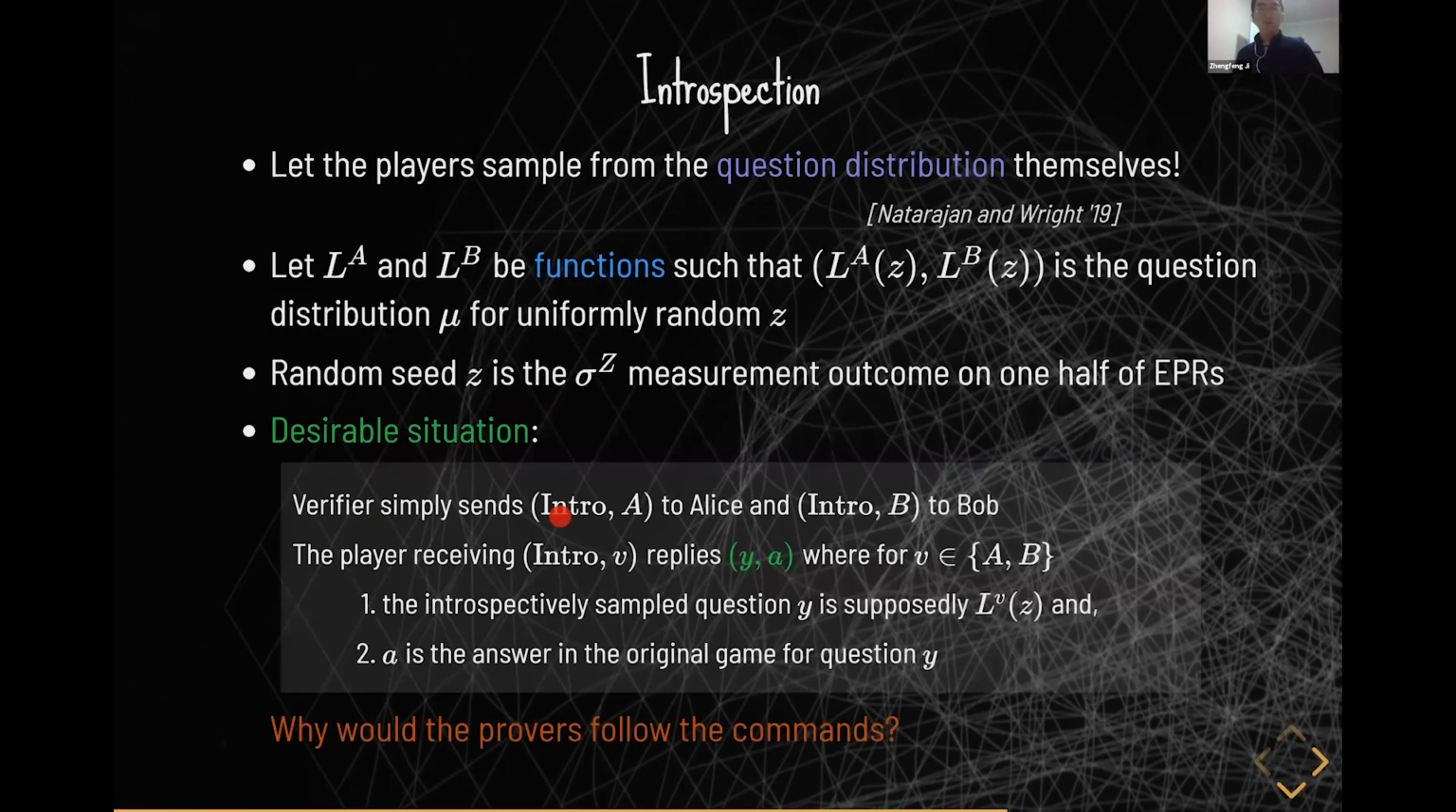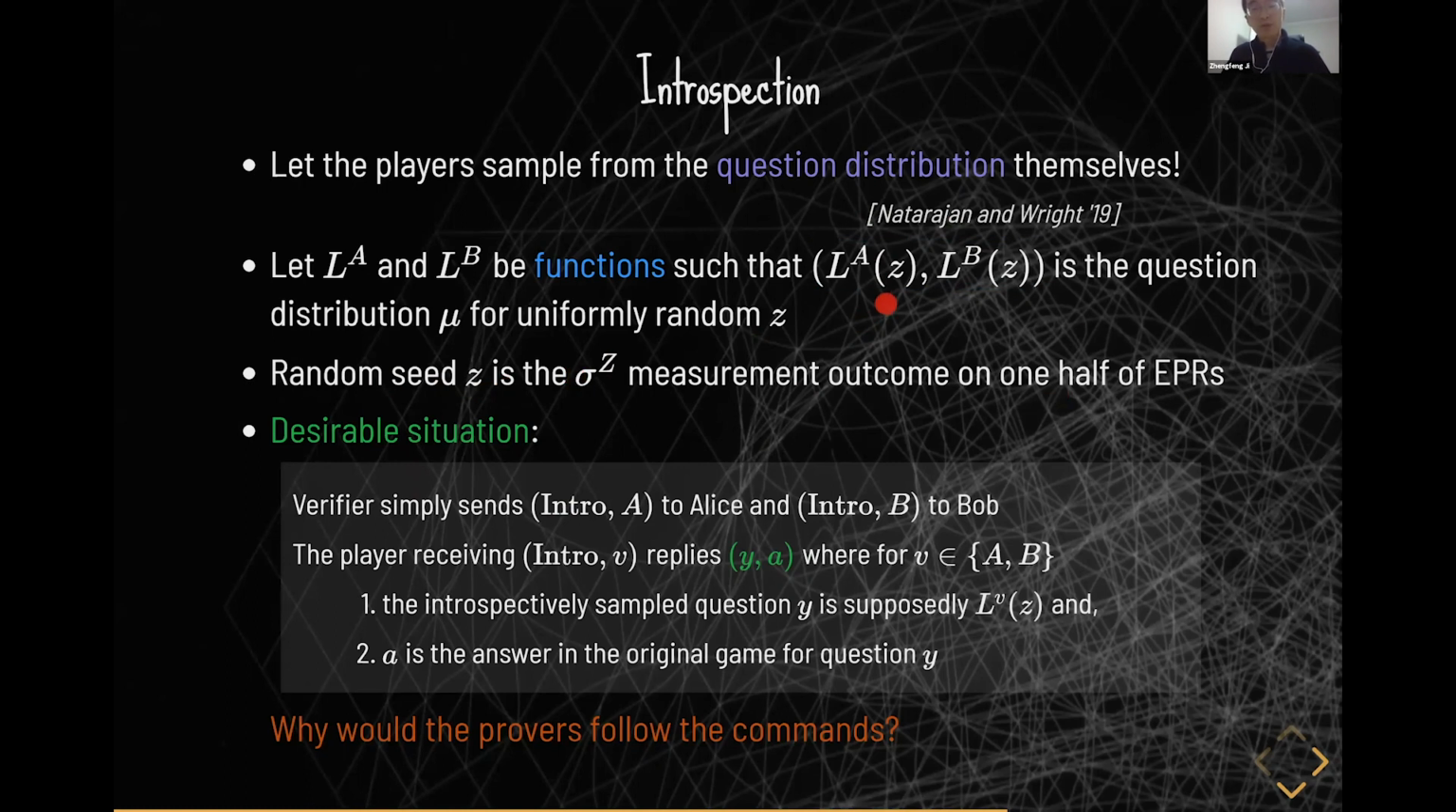So let's first talk about introspection. Introspection is a technique that was first used by Natarajan and Wright in the paper to prove a stronger lower bound for MIP star. And the idea is the following. Suppose we have a game, and the game is a very big game where we need to sample some distributions. The first part is a pair of questions, and assume that this Z is a random seed that you can measure using Z measurement on EPRs.